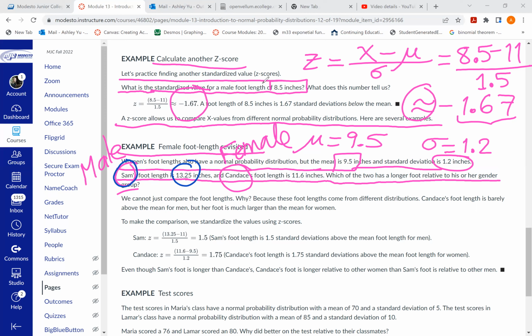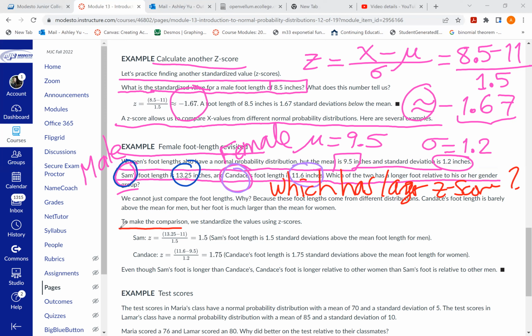But anyway, so Sam, I'm assuming he's a male, 13.25 inch long foot, and Candace, that's definitely a female name, I think, 11.6 inch foot. Okay, maybe I'll do hers with purple. Which of the two has a longer foot relative to his or her gender? So I guess which one is more standard deviations away from their mean than the other? So how close is Sam's foot length to the mean for males, and how close is Candace's foot length to the mean for females? What we can do is just calculate their z-scores and compare them. Which one has a larger z-score, I guess, is what we're going to do. Okay.